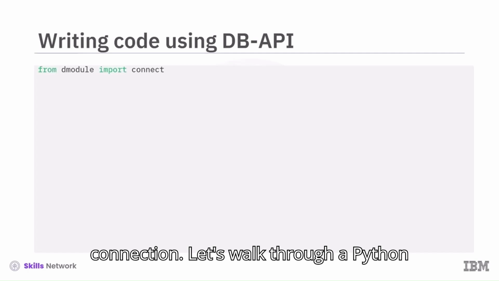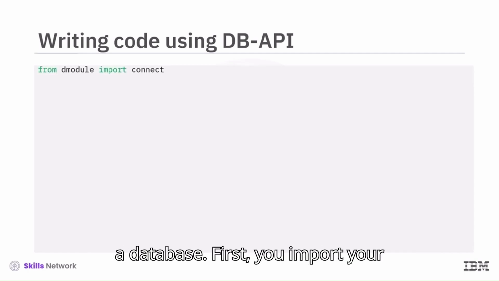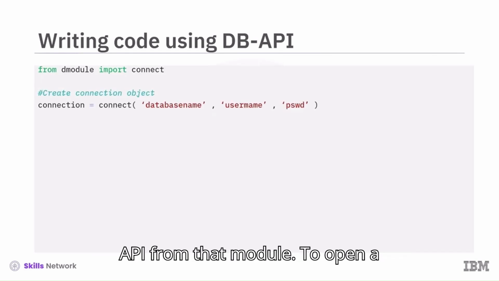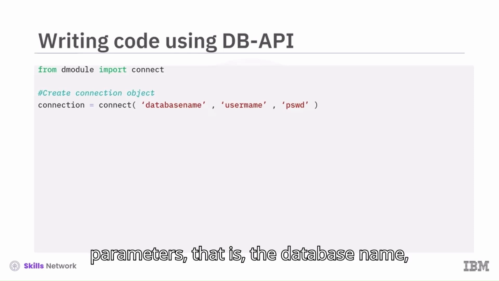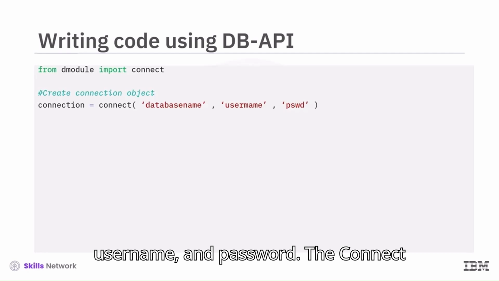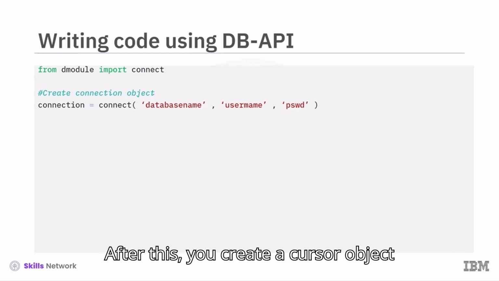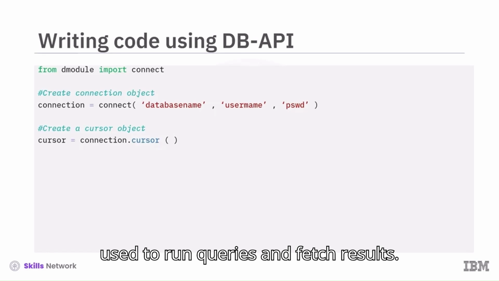Let's walk through a Python application that uses the DB API to query a database. First, you import your database module by using the connect API from that module. To open a connection to the database, you use the connection function and pass in the parameters, that is, the database name, username, and password. The connect function returns a connection object. After this, you create a cursor object on the connection object. The cursor is used to run queries and fetch results.